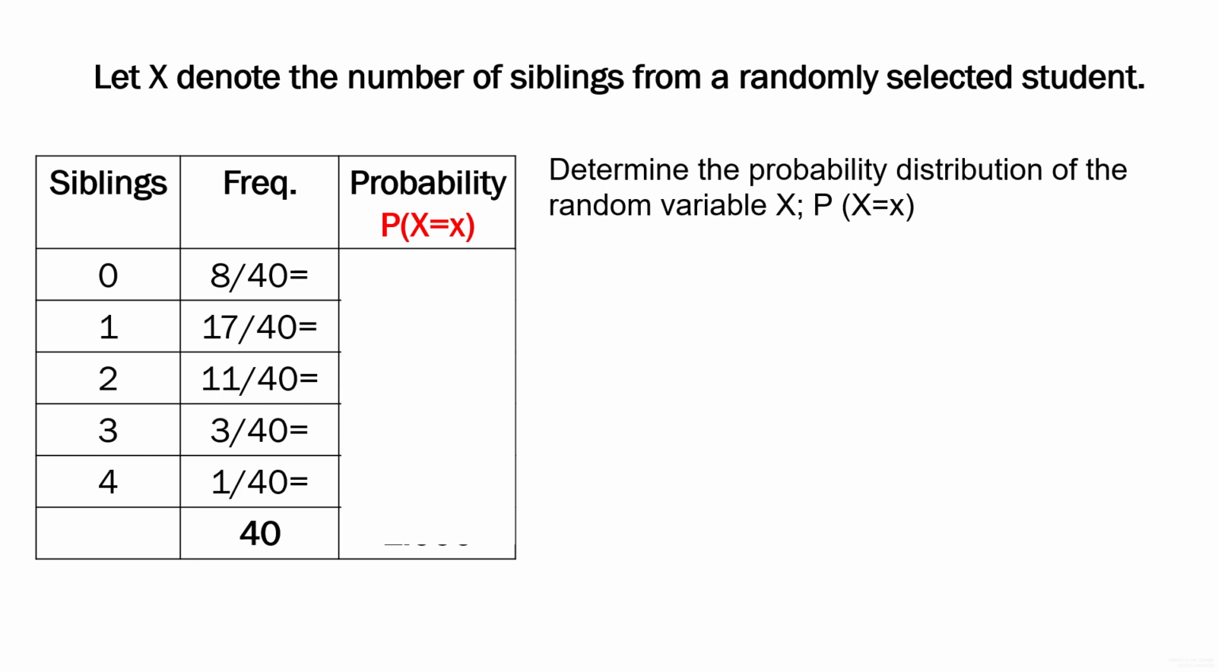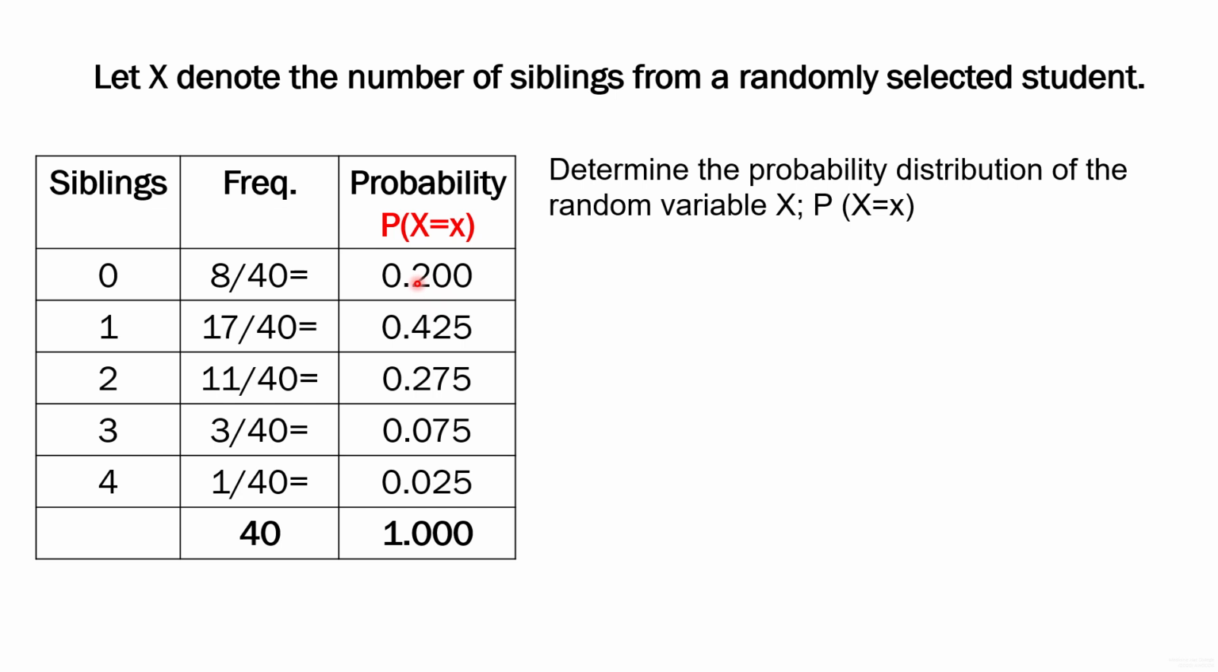So let X denote the number of siblings of a randomly selected student. So 0 siblings, 1, 2, 3, and 4. The frequency at which it's occurring over the total, which is 40, will give you your probability. Now remember, we are going to denote this as P(X = x), where the smaller x could refer to any of the numbers you may be looking for.